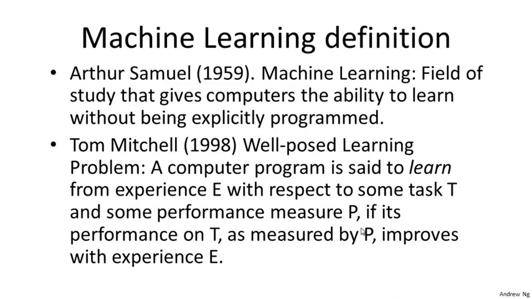For the checkers playing example, the experience E would be the experience of having the program play tens of thousands of games against itself. The task T would be the task of playing checkers, and the performance measure P would be the probability that it wins the next game of checkers against some new opponent.